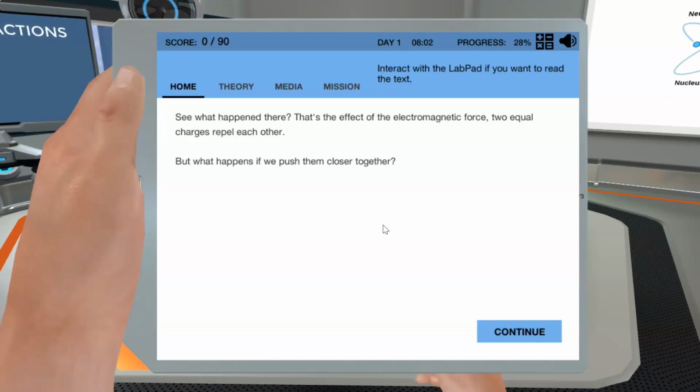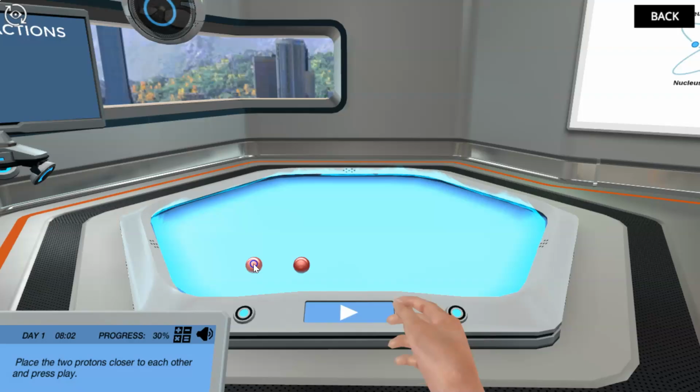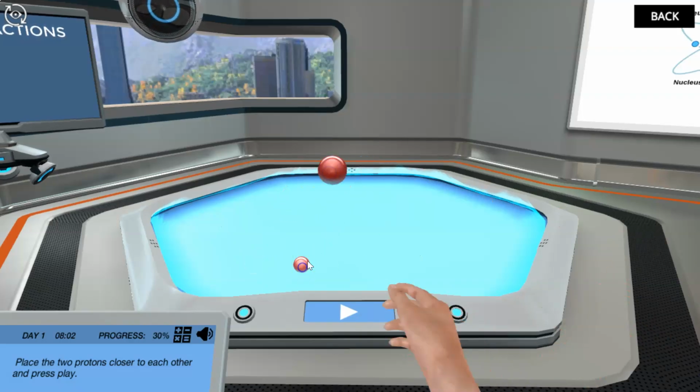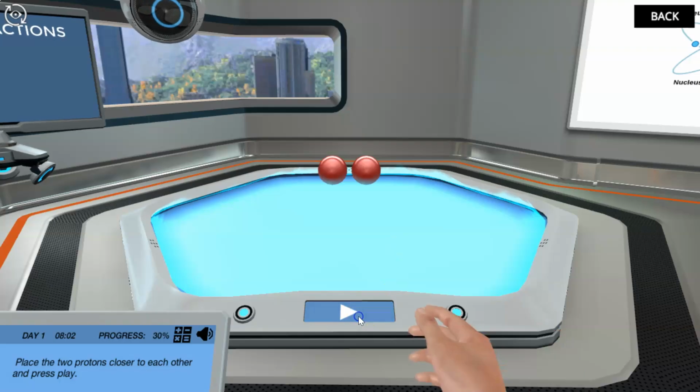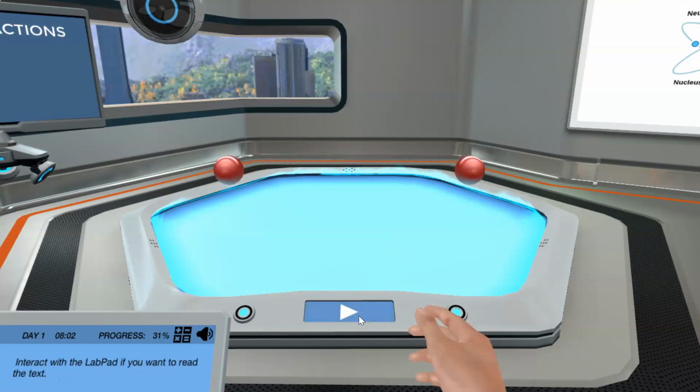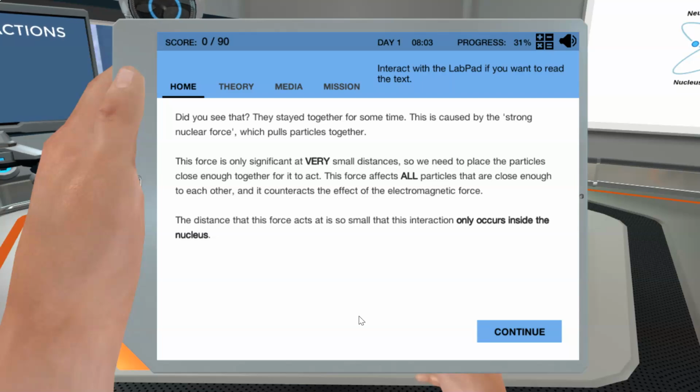But what happens if we push them closer together? Place the two protons closer to each other and press play. Did you see that? They stay together for some time. This is caused by the strong nuclear force, which pulls particles together. This force is only significant at very small distances, so we need to place the particles close enough together for it to act. This force affects all particles that are close enough to each other, and it counteracts the effect of the electromagnetic force. The distance that this force acts at is so small that this interaction only occurs inside the nucleus.